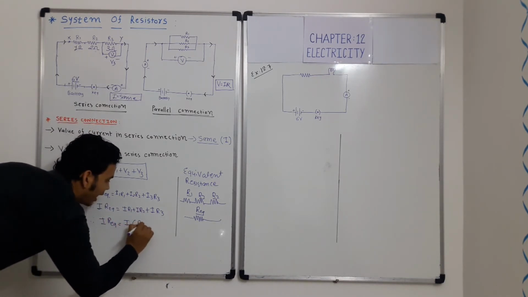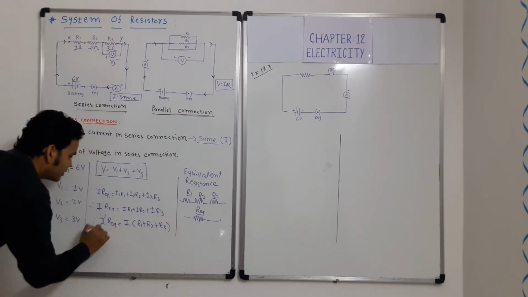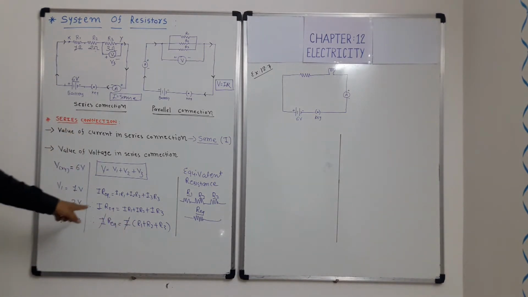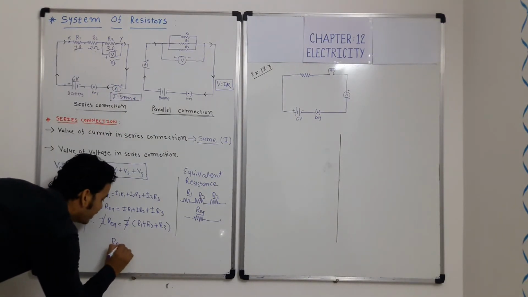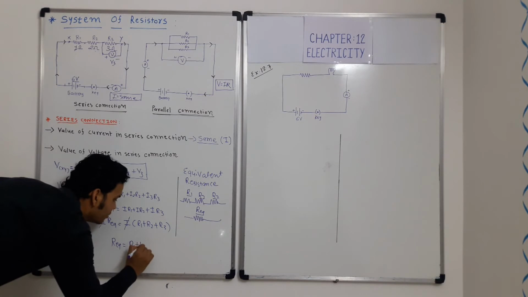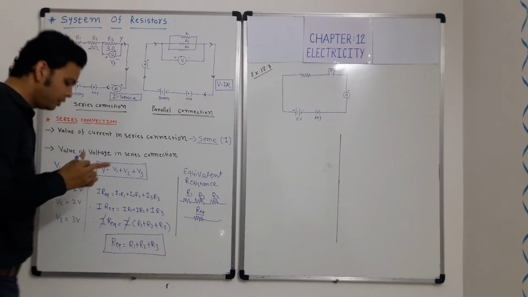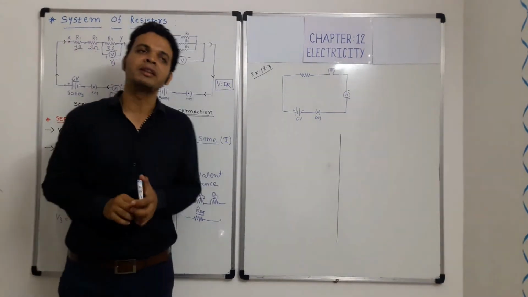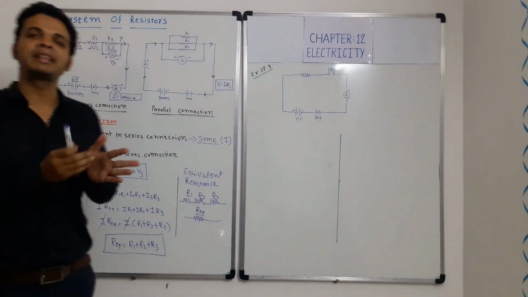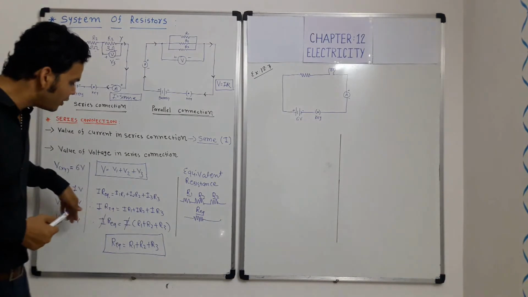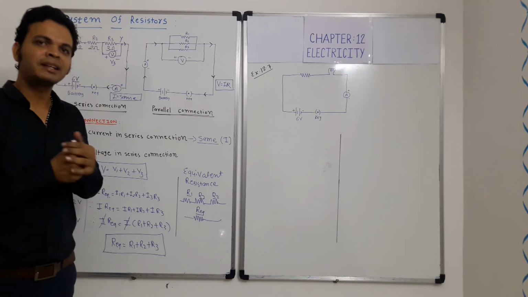So I is common in R1 plus R2 plus R3. So I gets cancelled from both sides, and we have the equation: R equivalent is equal to R1 plus R2 plus R3. So here we have the equation that the equivalent resistance is nothing but the mathematical summation of all three resistances, R1 plus R2 plus R3. Is that clear to you people?